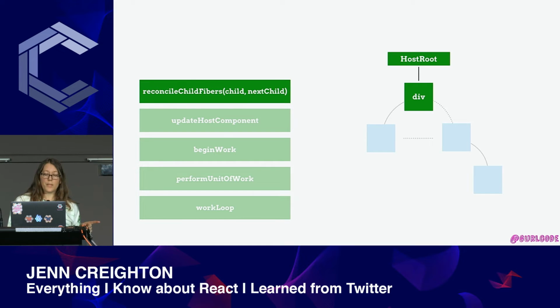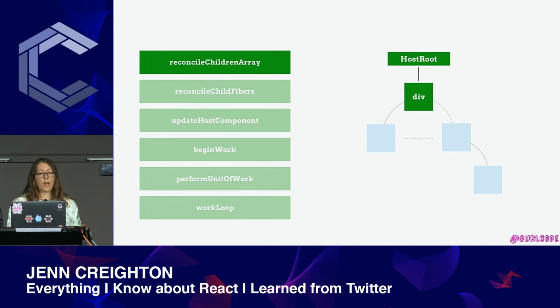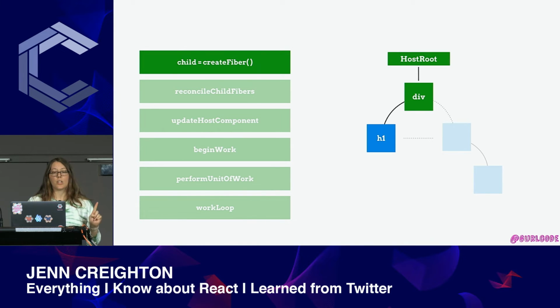Now, this is a little bit different, because in our fiber tree, you'll notice that the div actually has 2 children. So what we're actually getting back here is an array of children. So we actually have to call a special function called reconcile children array. What this is going to do is take the first child from the array, create a fiber for that child, and then take all subsequent children and attach them as siblings to that fiber.